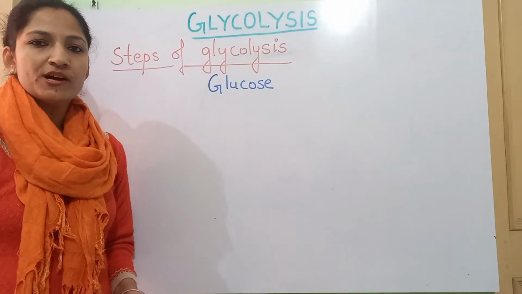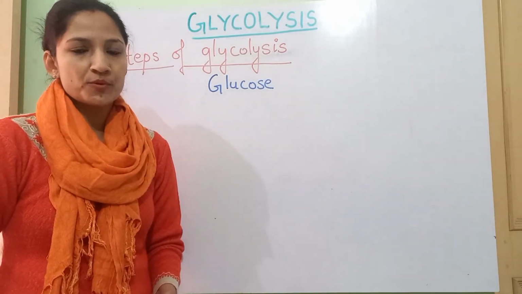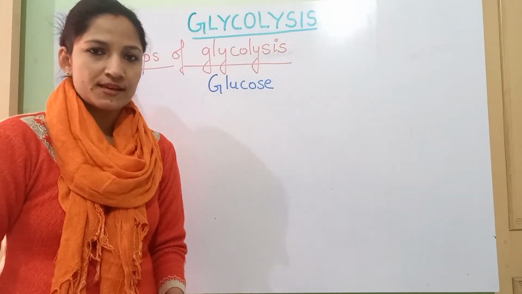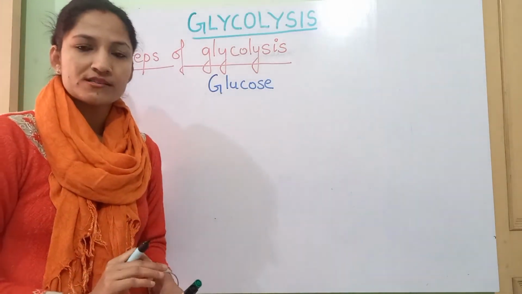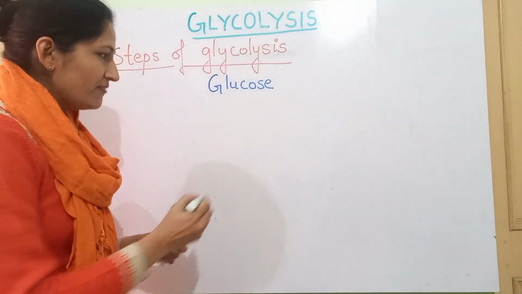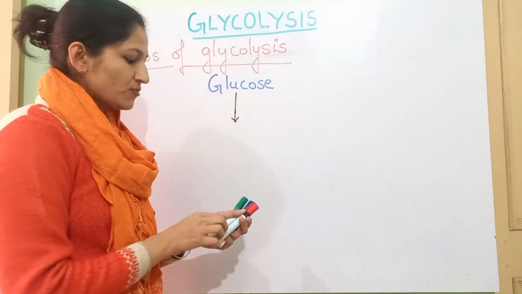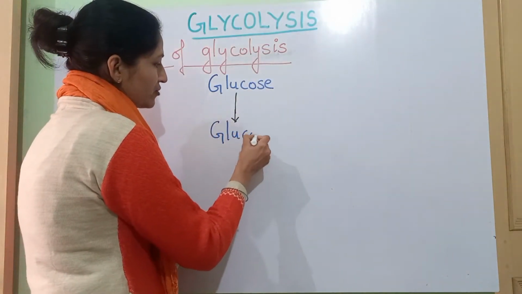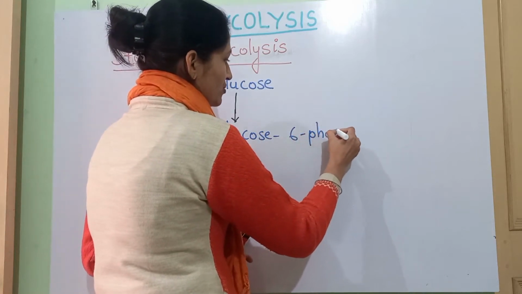Now we are going to talk about the steps of glycolysis. Glycolysis is a 10-step process which is facilitated by enzymes. So let's start with the same. This glucose is a substrate which is going to get partially oxidized during glycolysis to form pyruvate. So the very first step, this glucose is converted into glucose 6-phosphate. It means a phosphate group is added to this glucose. This is phosphorylation of glucose.